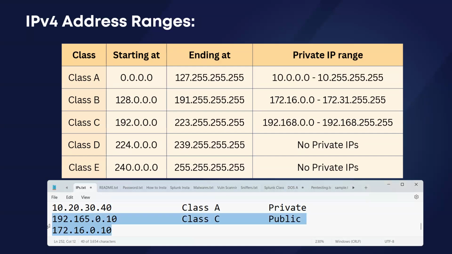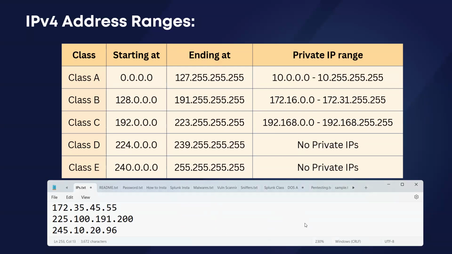172.16.0.10. Which class, and whether they're public or private? Any answers, guys? Or Omkar? Class B. Class B, perfect. B for Bombay. And public or private? 172.16.0.10. Private. Perfect answer. If you notice, the first octet is 172. That seems to match. And the second octet is between 16 and 31. So that is also matching. Therefore, it's a private IP.